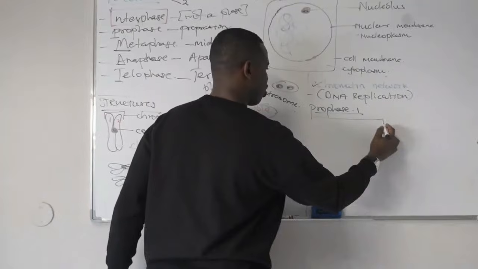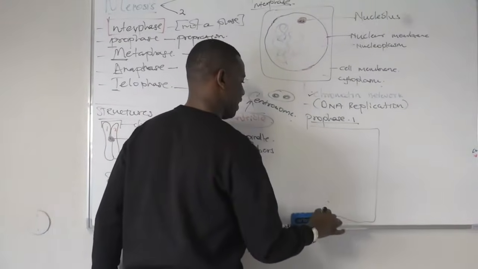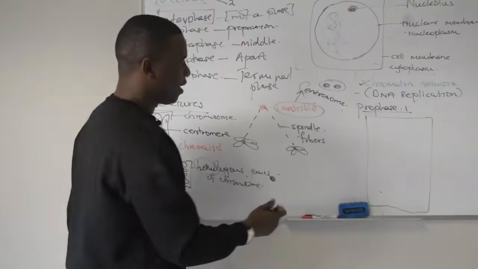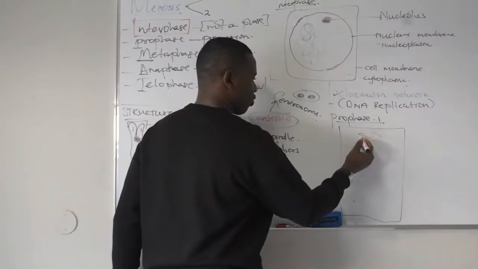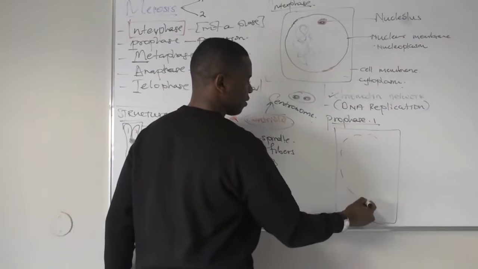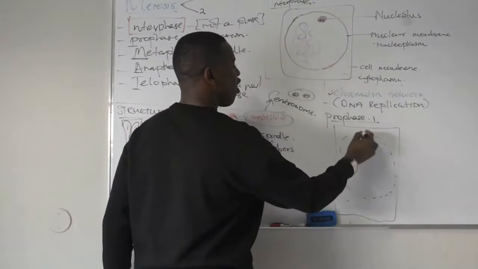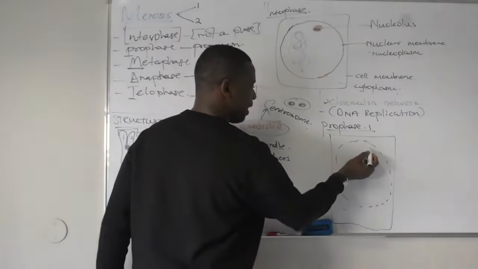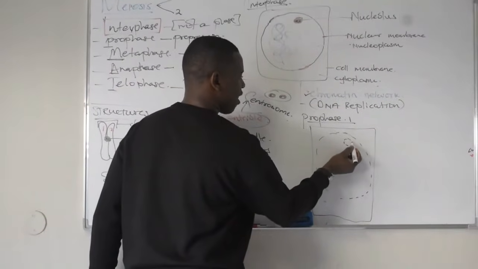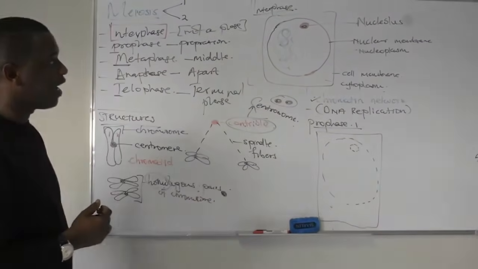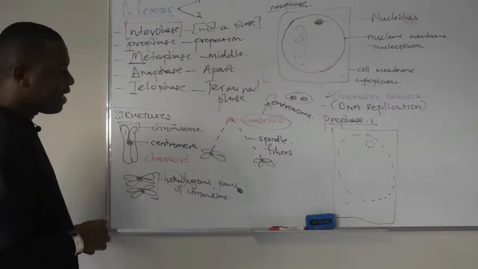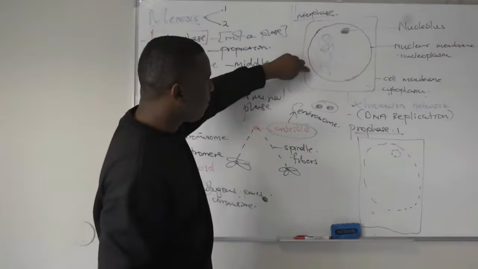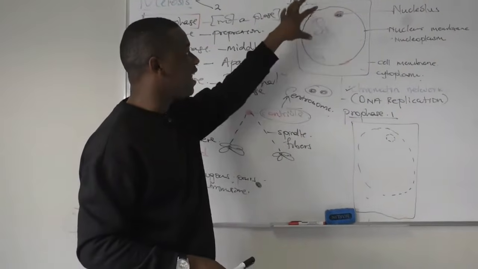I'm going to draw this one, of which already you know that this is the cell membrane. And then I'm going to draw this one, of which already you know it's a nuclear membrane. And then I'm going to draw this one, of which already you know it's a nucleolus. But now, the difference, look at the nuclear membrane and the nucleolus in interphase.